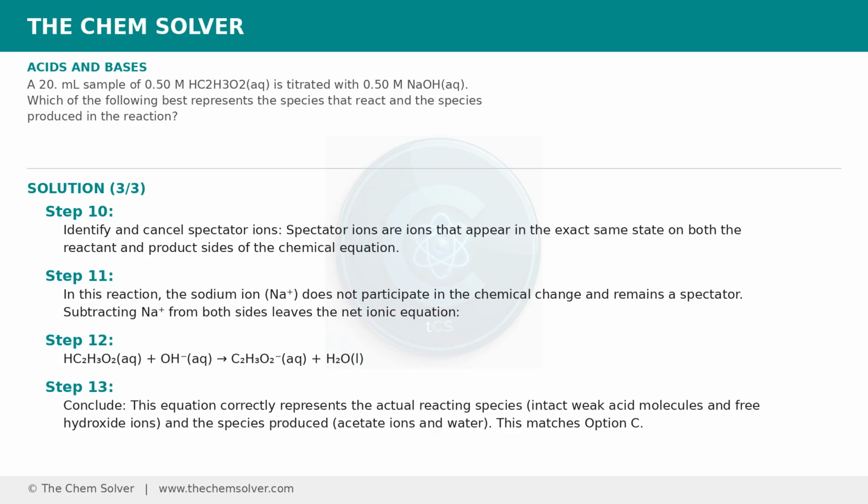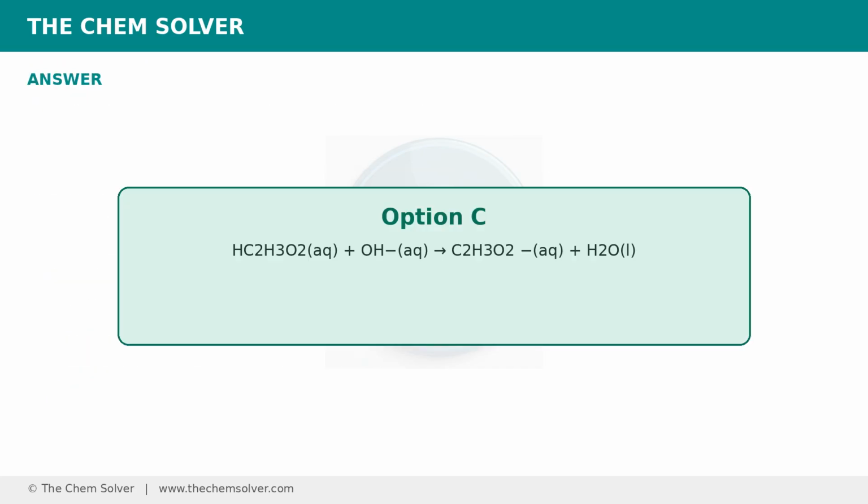Conclude. This equation correctly represents the actual reacting species, intact weak acid molecules and free hydroxide ions, and the species produced, acetate ions and water. This matches option C. The correct answer is option C. HC2H3O2 plus OH⁻ gives C2H3O2⁻ plus H2O.